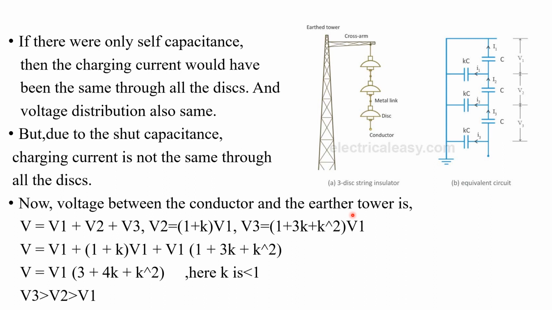So you will get V2 and V3 by using KCL. By rearranging these values, V equals V1 plus V2 plus V3, we get V equals V1 into (3 plus 4K plus K square), where K is less than 1 and K is the ratio of shunt capacitance to self-capacitance. And it is very clear that V3 will be greater than V2 and V2 will be greater than V1.